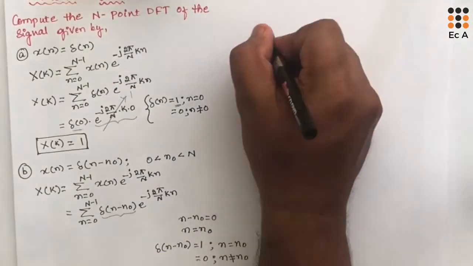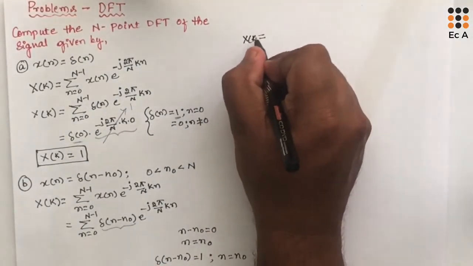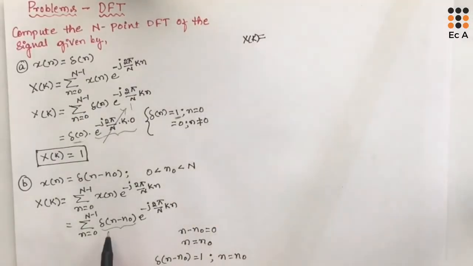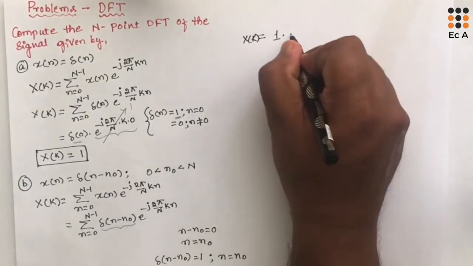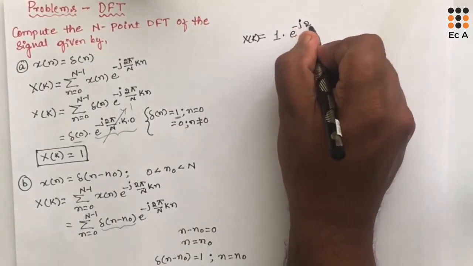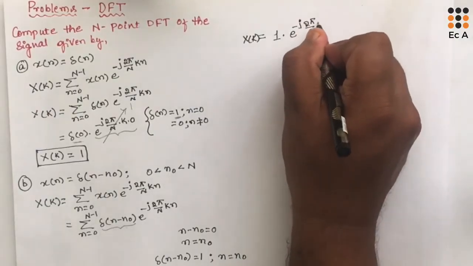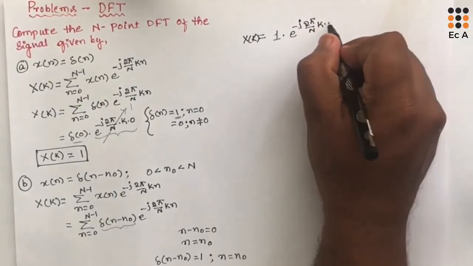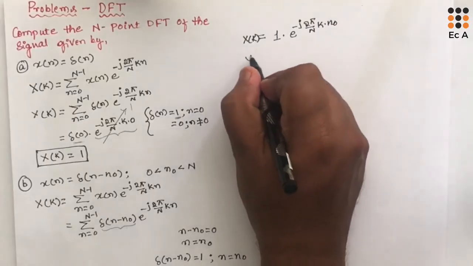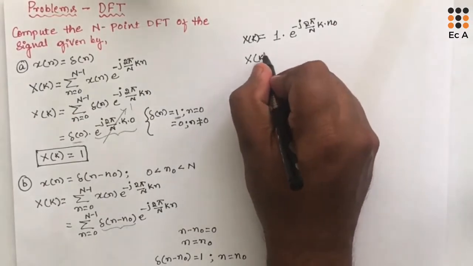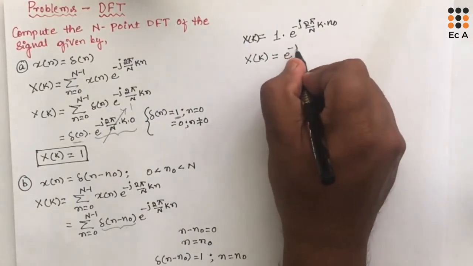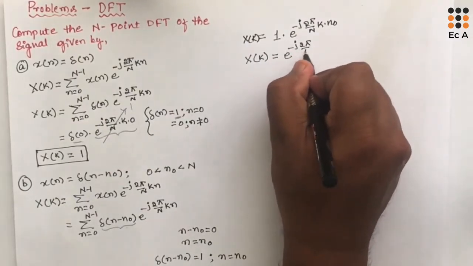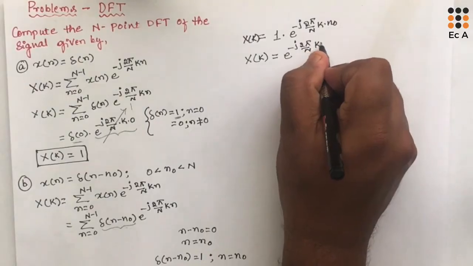So we can write x of k is equal to, this term we can write 1 when n is equal to n naught. So it is 1 into e to the power of minus j 2 pi by n into k into n naught. So the DFT of the given signal x of k is equal to e to the power of minus j 2 pi by n into k n naught.